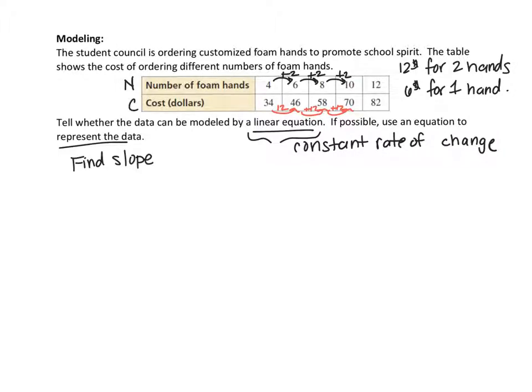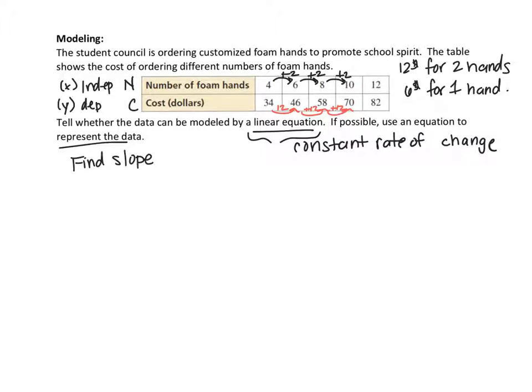So the number of foam hands is going to be our independent variable. So it's kind of like the x value. And the cost is dependent, so like the y value, because how many foam hands you have is going to determine how much it is.